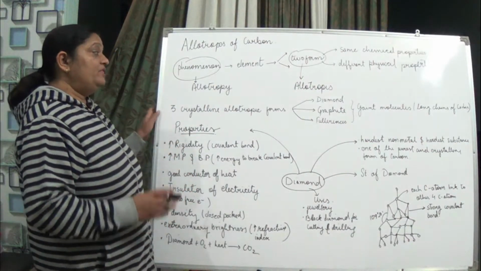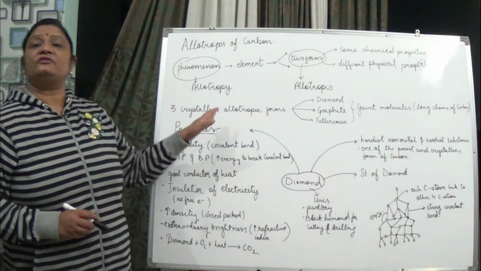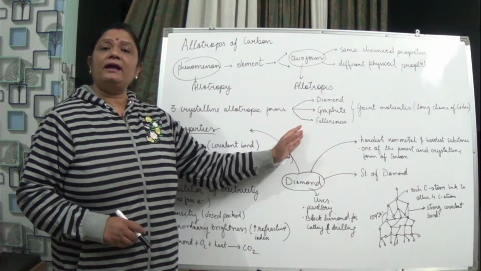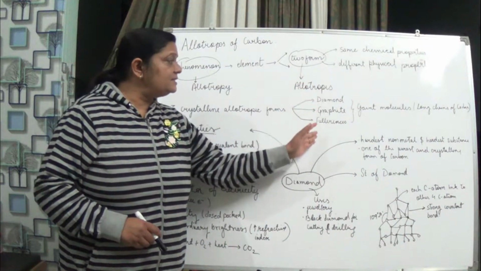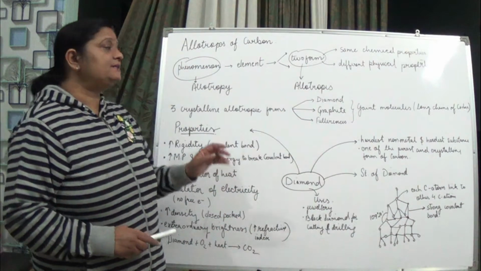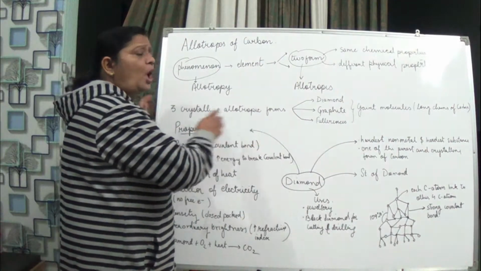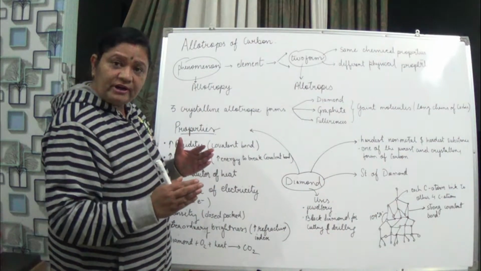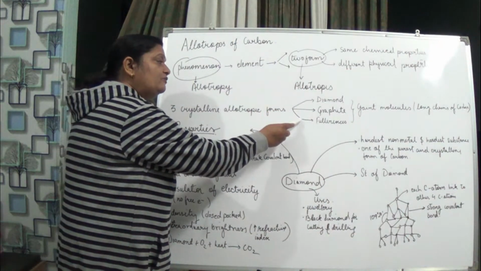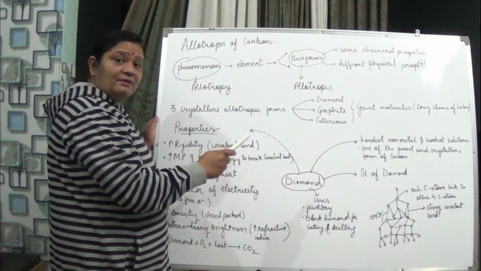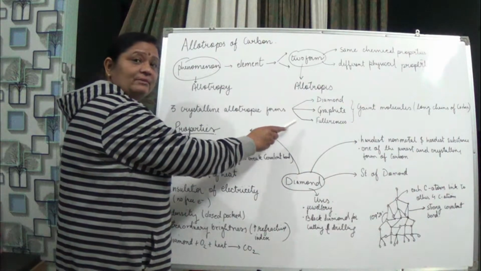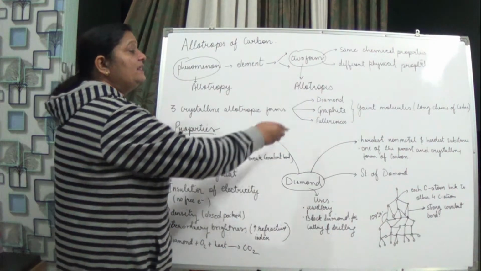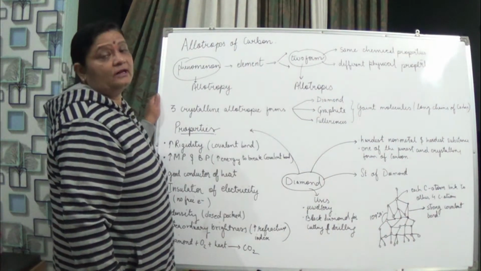Now there are three crystalline allotropic forms of carbon. What are they? Diamond, graphite and the Fullerene group. We say these are giant molecules. Why do we say these are giant molecules? Because here long carbon chains are present. The arrangement will be different, but as they are made from the similar element carbon, they will have the same chemical properties, but due to the arrangement of these carbon atoms, they will have different physical properties.